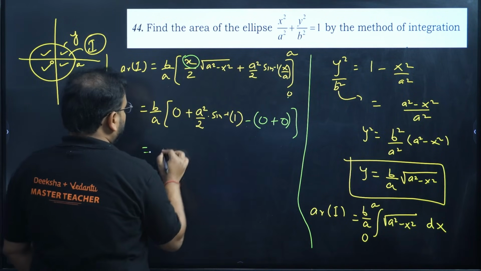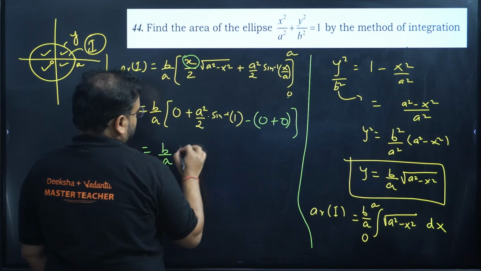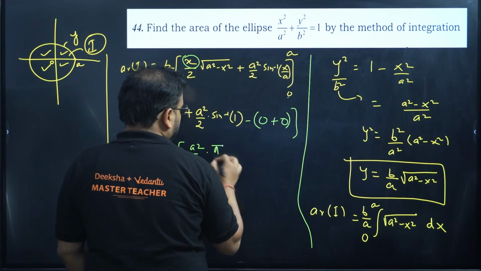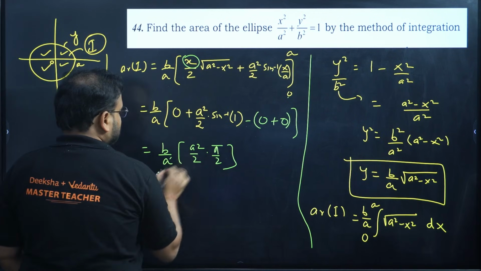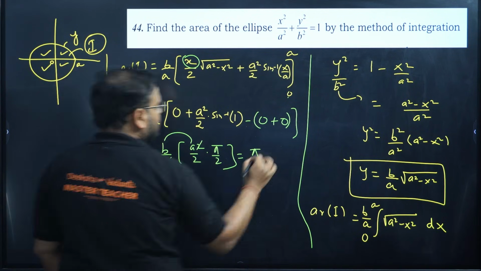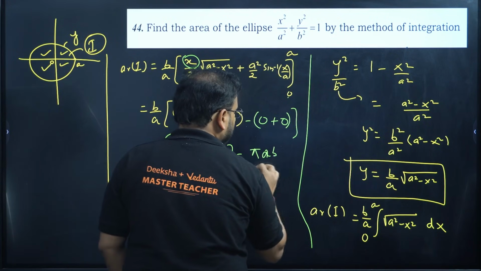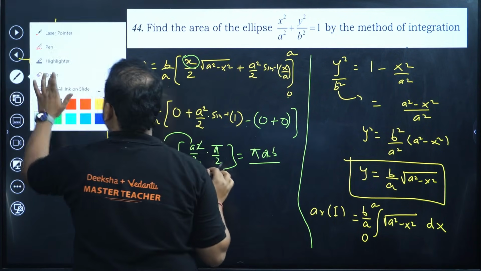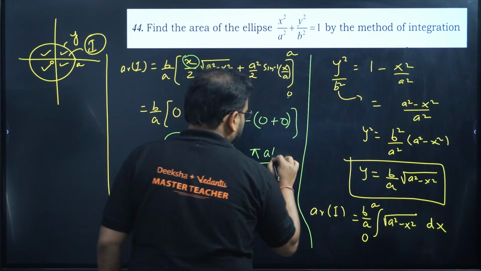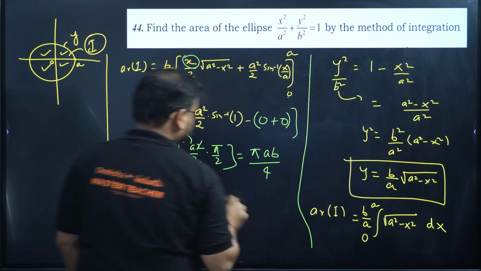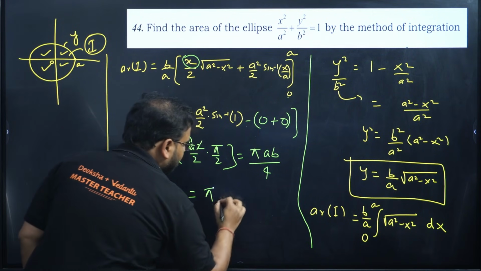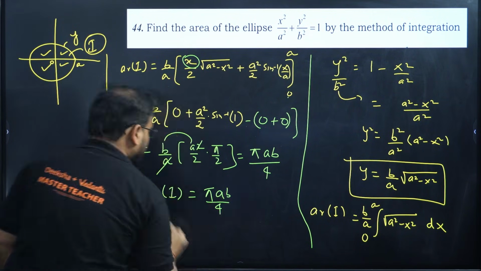Check what I'm left with now. B by a times a square by 2, sine inverse of 1, which is pi by 2. So this is cancelled. I have the value as pi a into b, so pi ab by 4. This is a derivation, okay? Important one. This is nothing but the area of one of the parts: pi ab by 4 square units.